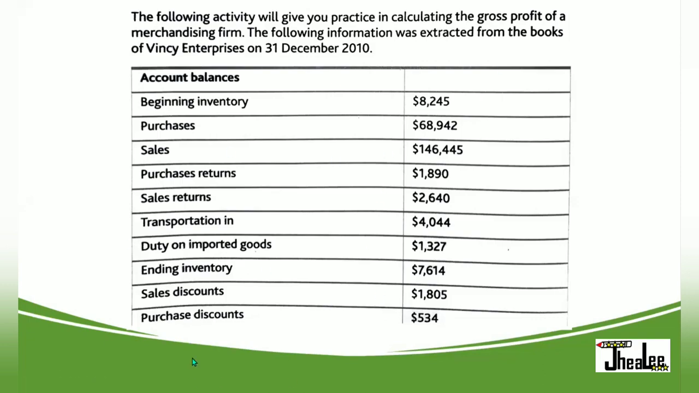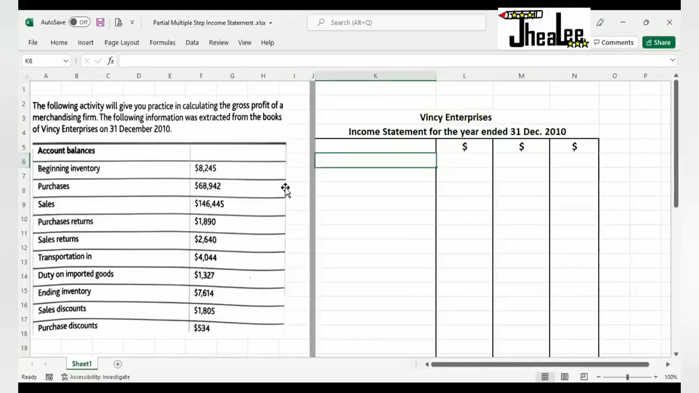Now, the list of balances that you're seeing are typically the items that are used to generate the gross profit. So we're going to use these balances to prepare that first part of the multiple step income statement. The first thing that we're going to start with is sales, because remember, simply in calculating your gross profit, it is sales minus cost of goods sold.